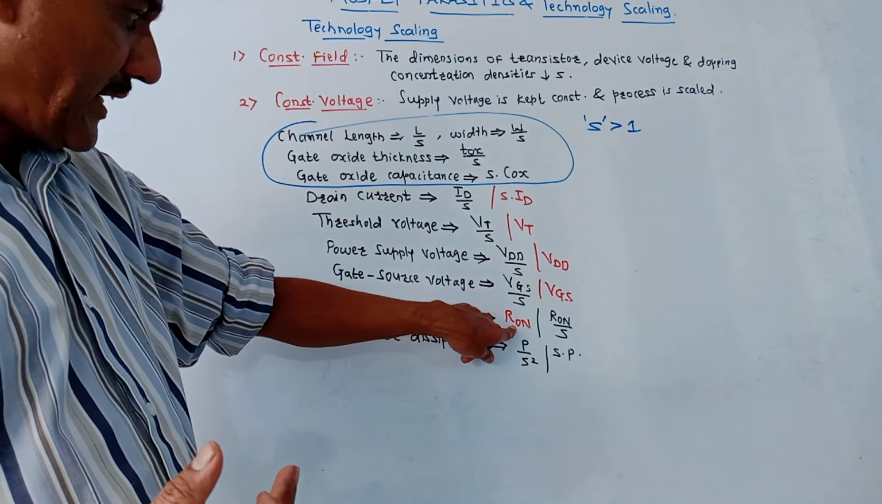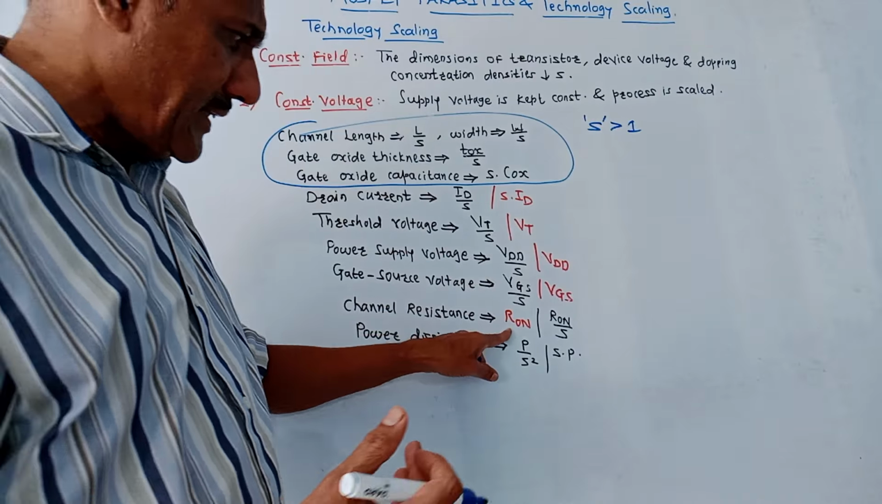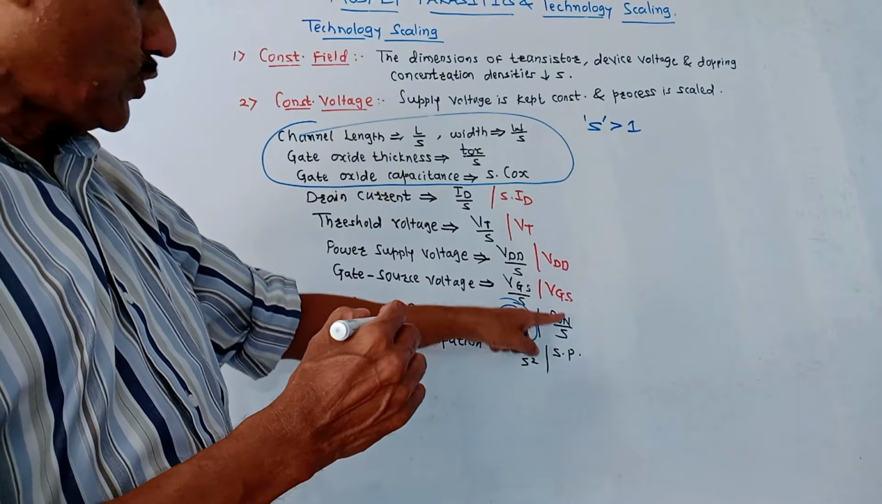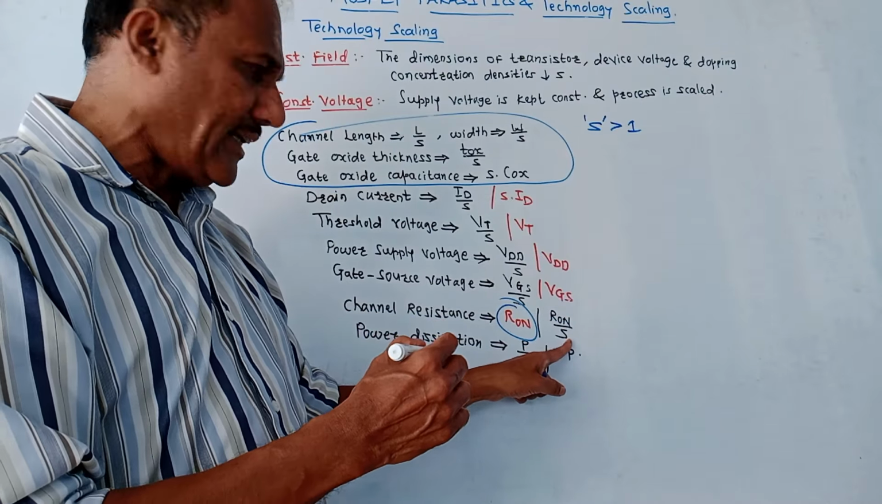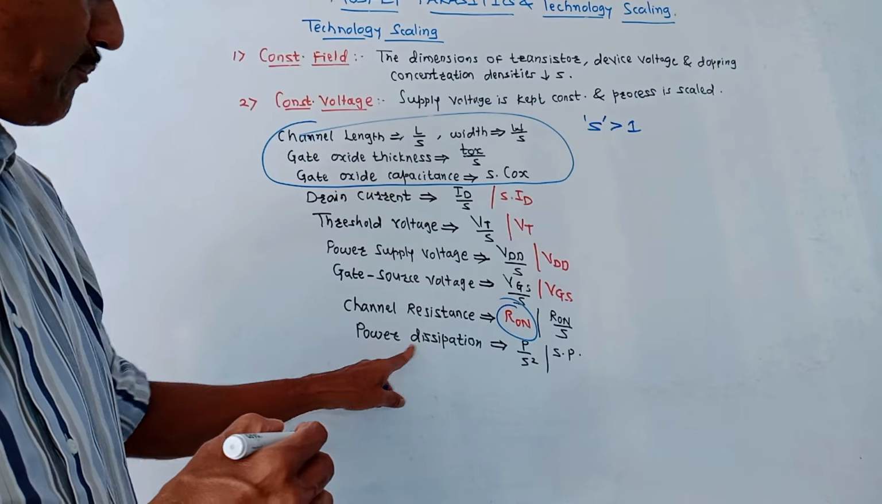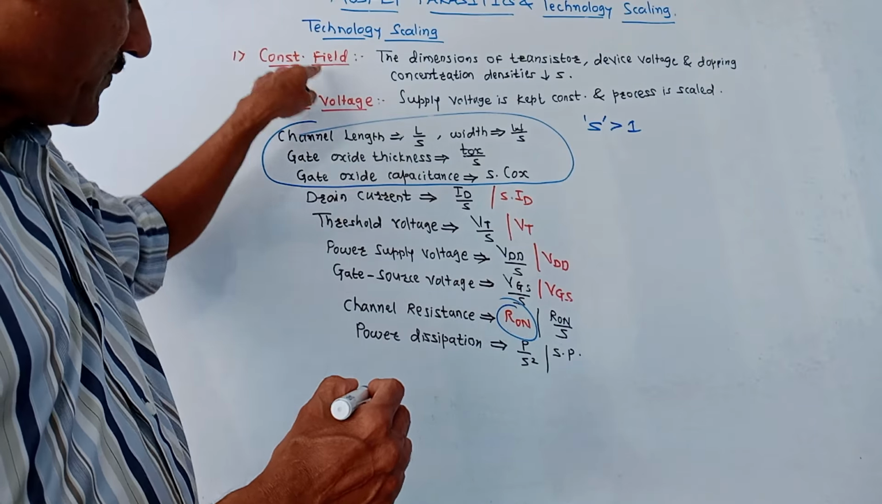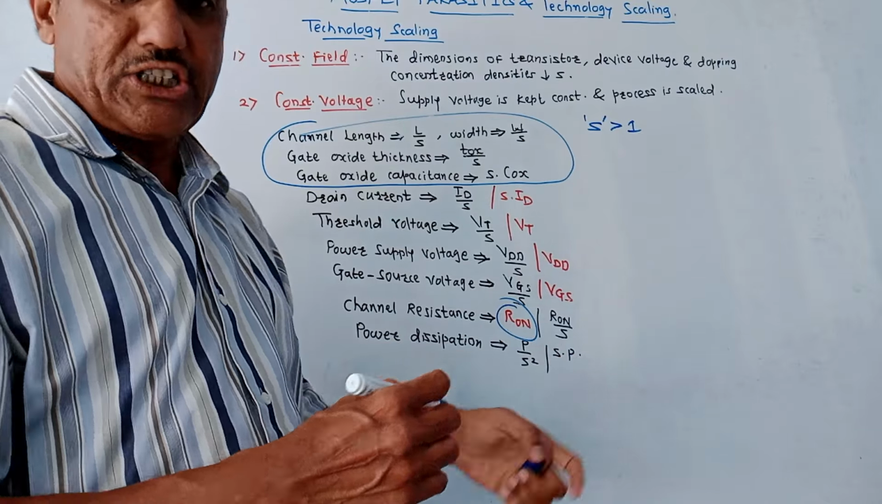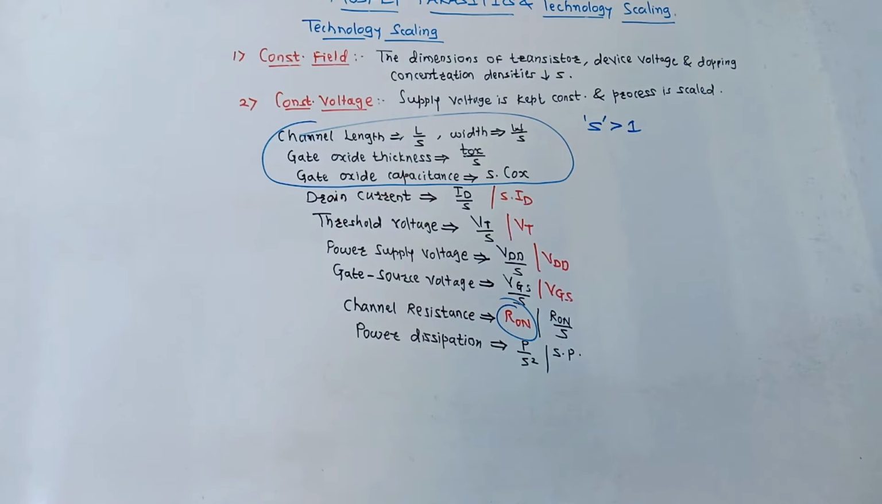Channel resistance, in case of constant field, is unchanged, it remains RON. Whereas in case of constant voltage, it is RON, that is channel resistance, upon S. That means it is reduced by factor S. Power dissipation, in constant field, is P upon S square. Whereas in case of constant voltage, it is S into P.